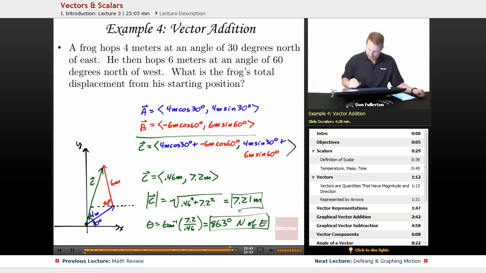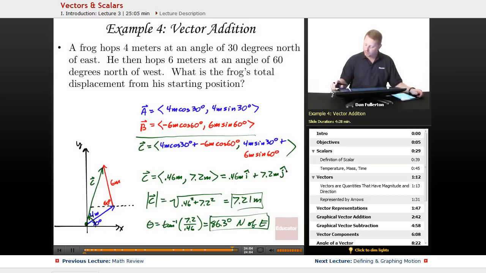So we could express the vector with a magnitude and a direction, or we could express it just by leaving it in this vector bracket notation. And if we wanted to, we could even have written it as 0.46 meters i hat plus 7.2 meters j hat. They're all equivalent.